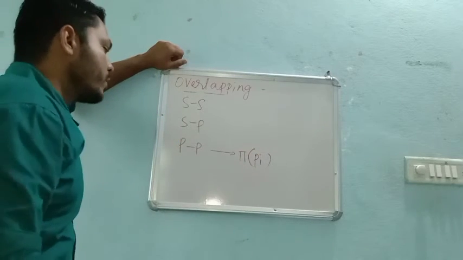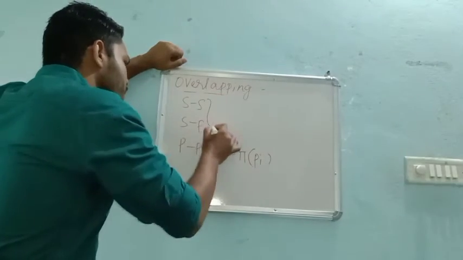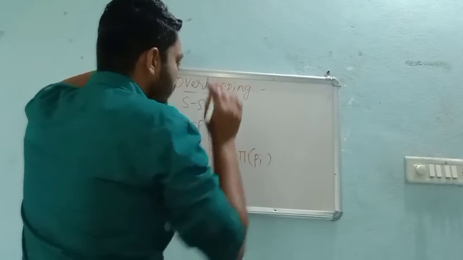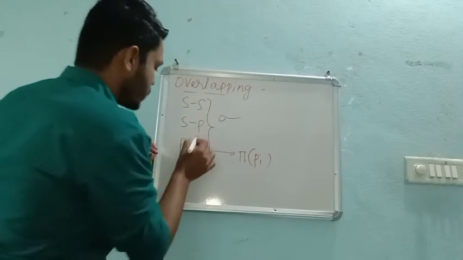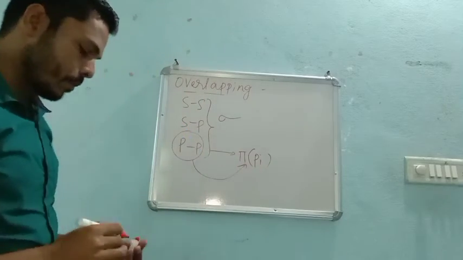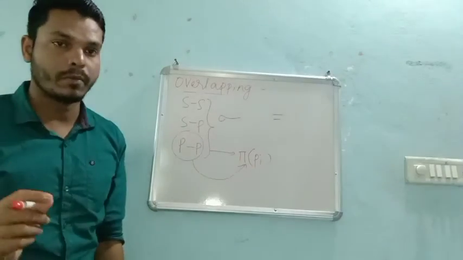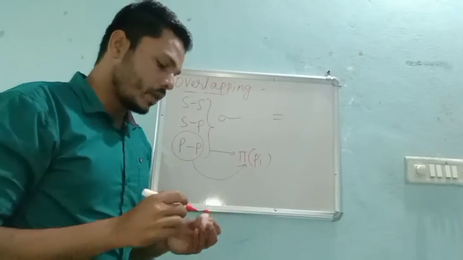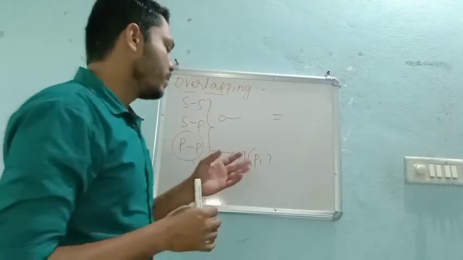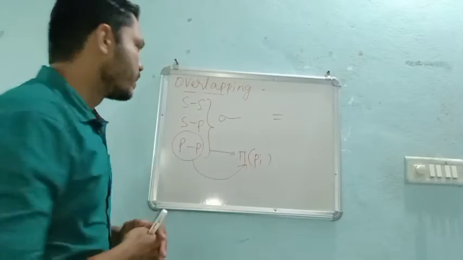But for the formation of a sigma bond, all the overlapping types can form a sigma bond. But for a pi bond, only one type of overlapping can form a pi bond. That means a double bond. Whenever there is a double bond between any two elements, we can imagine there will be a pp type of overlapping.